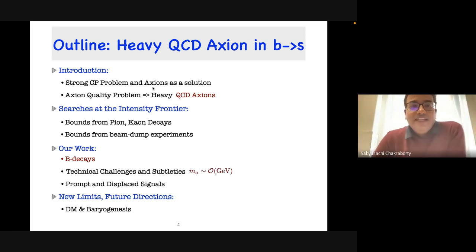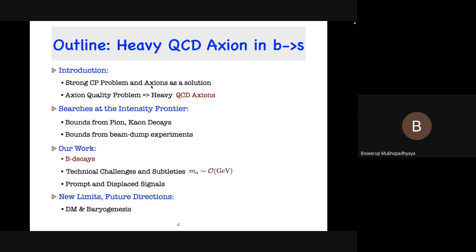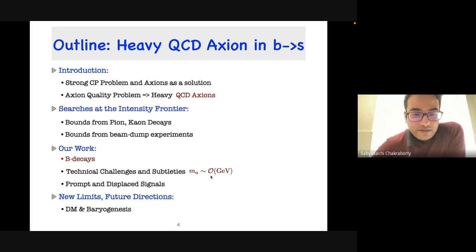Okay, so at the beginning, as I said, I'll talk about the strong CP problem and how axions solve it. However, the axion suffers. Axions were... there is a noise in the background.